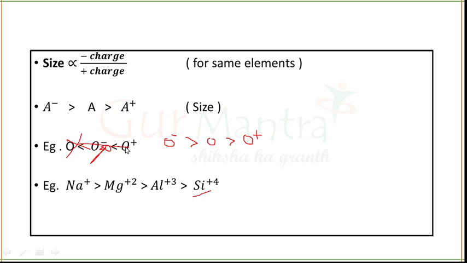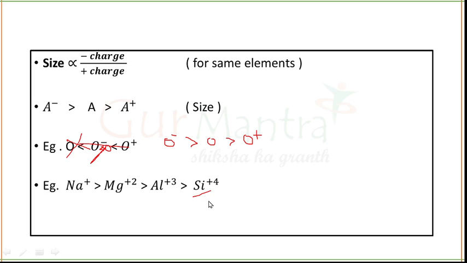So this is the important example in which we have been given the different ions of the oxygen atom, and we have been asked about the order of their size. Basically, O minus has the maximum size while O positive ion has the minimum size due to this relationship.